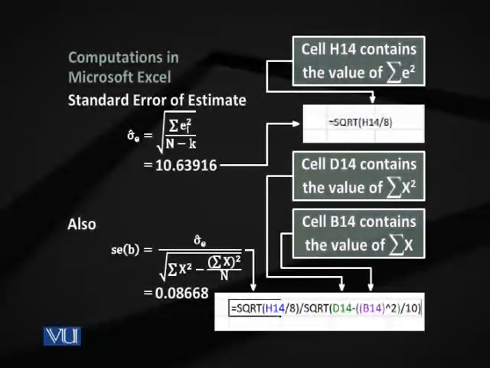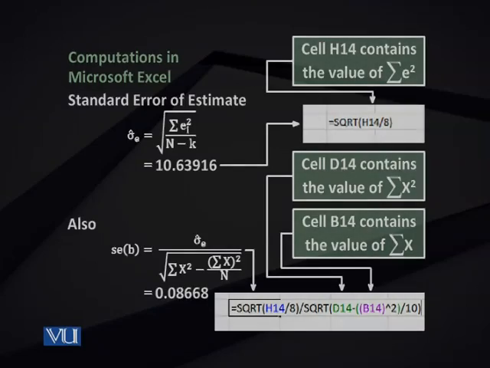So in the slide you are seeing that we have computed the standard error of estimate, which is shown as sigma hat E, which is equal to the square root of summation E square by n minus k, which gives you 10.63916. How did we manually compute it is clear if you look through the arrow on the right. SQRT, which is basically a function for square root in Microsoft Excel, of H14 by 8. This H14 is the cell that contains the value of summation E square.